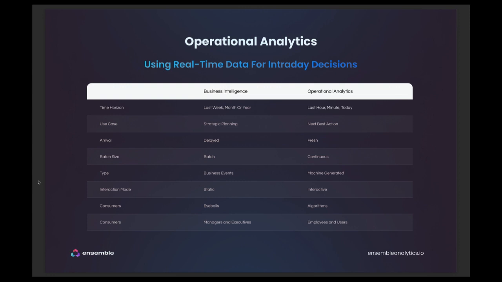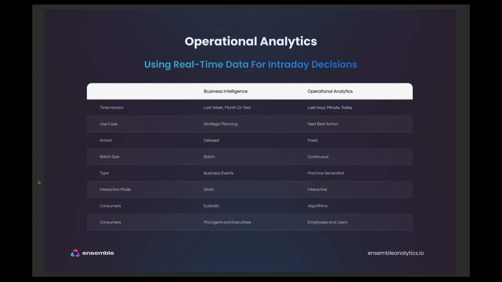Just to flag a few of these differences between these two worlds. So business intelligence, as we discussed on the last slide, it tends to be very backwards looking. So what we're asking there is what happened over the last week, month or year. And then we're going to use that to make decisions over long-term strategic time horizons. With operational analytics, we're more typically saying what's happened today or in the last few hours. And we're using that to say what is our next best action. What should we do right now in order to get the best outcome? So it's much shorter time horizons.